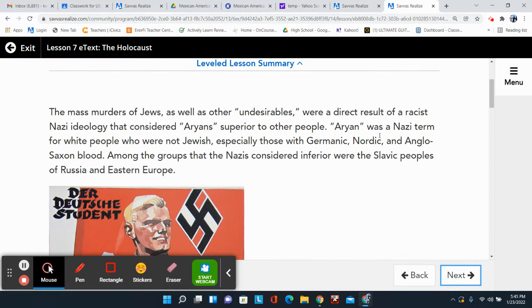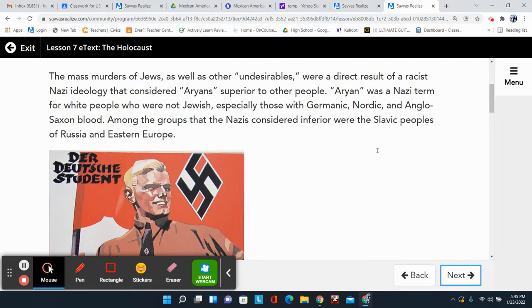Mass murder of Jews, as well as other undesirables, was a direct result of a racist Nazi ideology that considered Aryans superior to other people. Aryan was a Nazi term for white people who were not Jewish, especially those with Germanic, Nordic, Anglo Saxon blood. Among the groups that the Nazis considered inferior were the Slavic peoples of Russia and Eastern Europe.